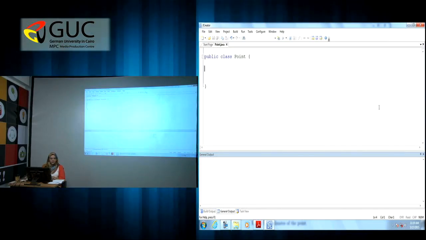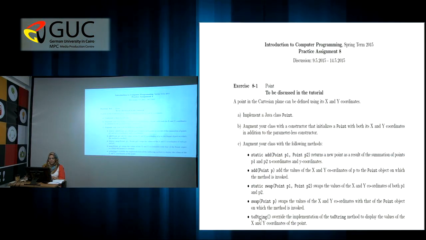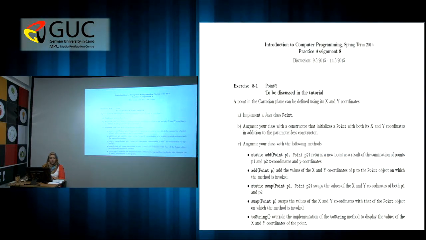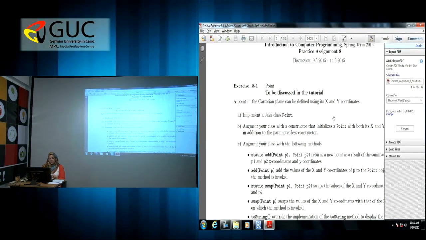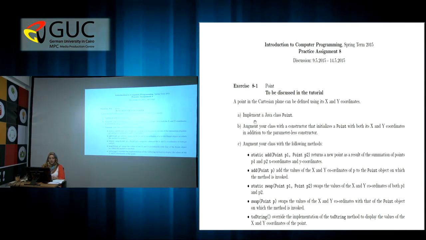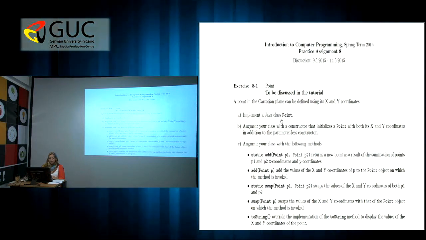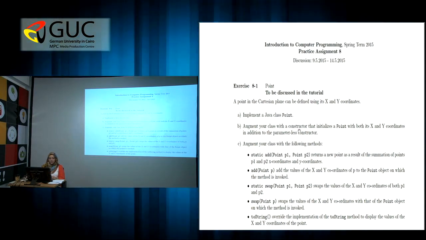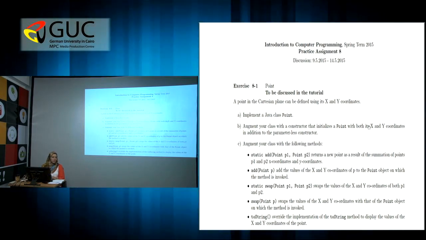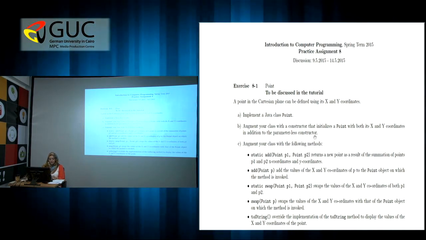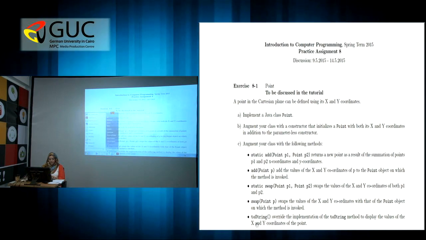So let's start with the first exercise, which is in practice assignment 8 and exercise 1, which is the point. So here we are asked to implement a Java class point and augment our class with a constructor that initializes a point with both its x and y coordinates in addition to the parameterless constructor. So let's first start with this.